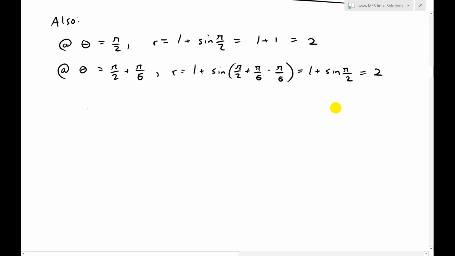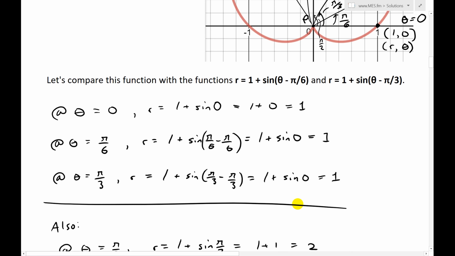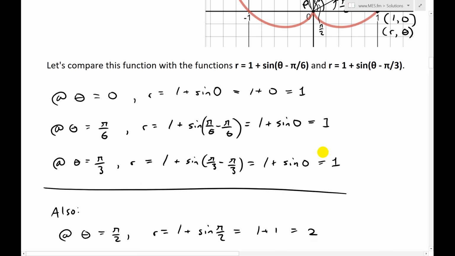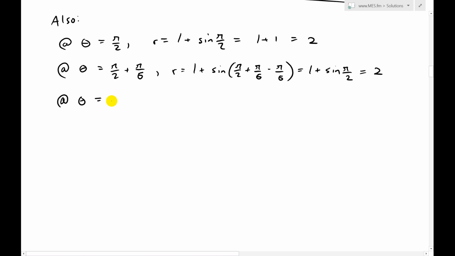So let's go further, and here, I already drew what we should get, and that is what we will get over here. So plug in pi over 2 plus pi over 3 into that one. We get r equals 1 plus sine of pi over 2 plus pi over 3, and then subtracted by that pi over 3. Those cancel. We're just left with 1 plus sine pi over 2. Then that is just 1 plus 1, which is equal to 2.